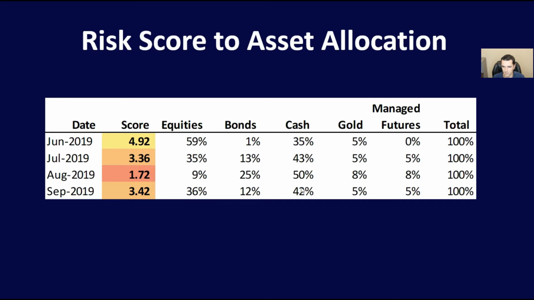So we're sort of back into this range now, heavy to cash, light to equities relative to what I could be. Some decent amount of bonds there. 5% gold, 5% managed futures, so making sure I have exposure into those safe haven asset classes as well. So again, it's something to consider.